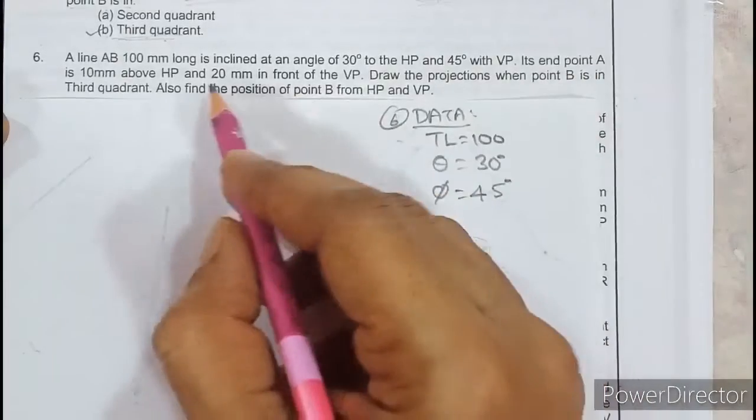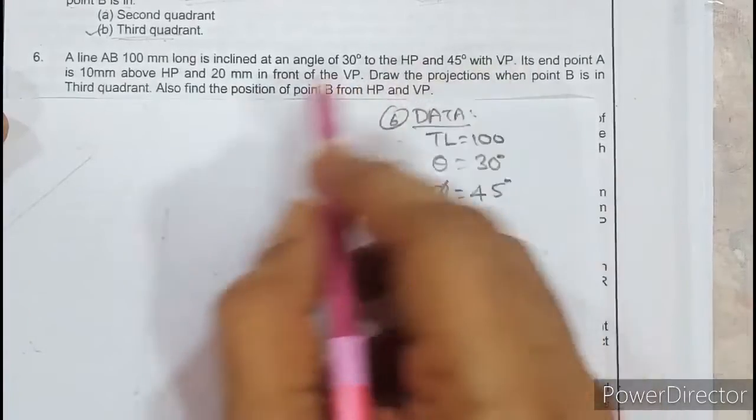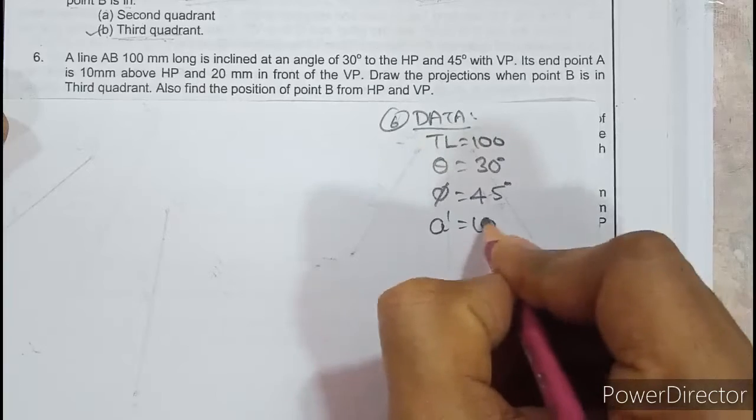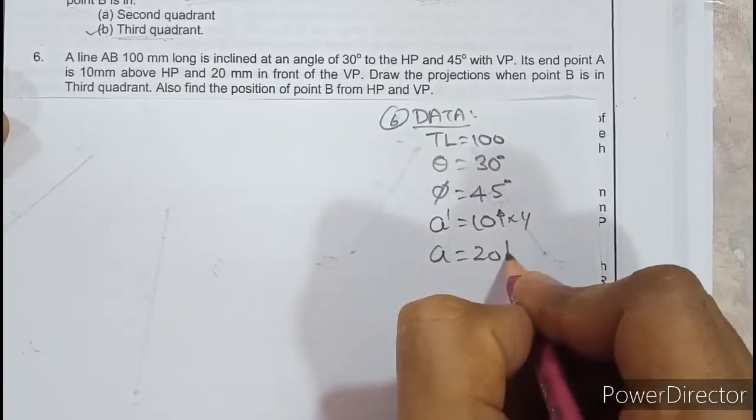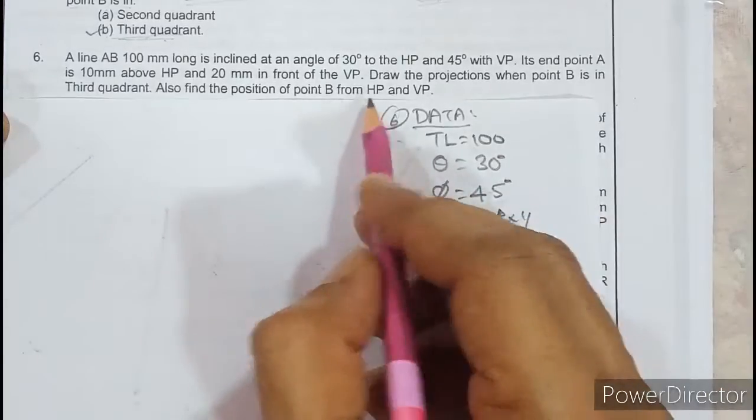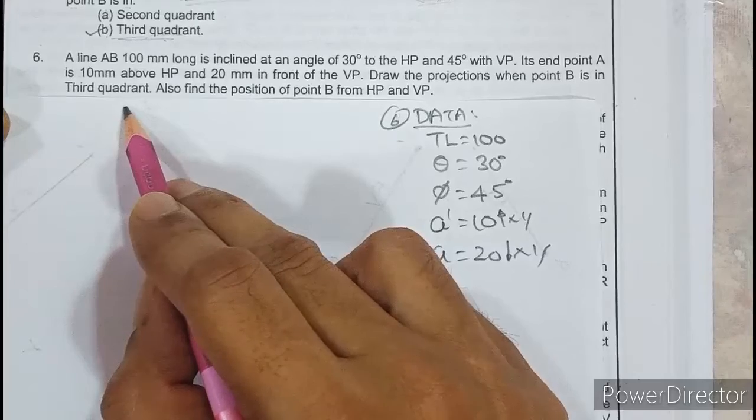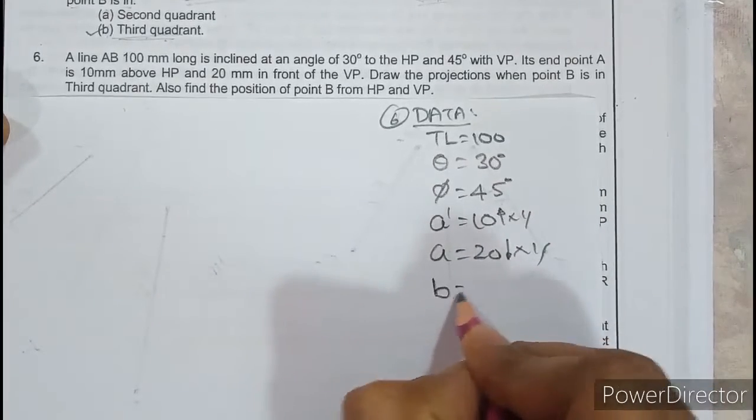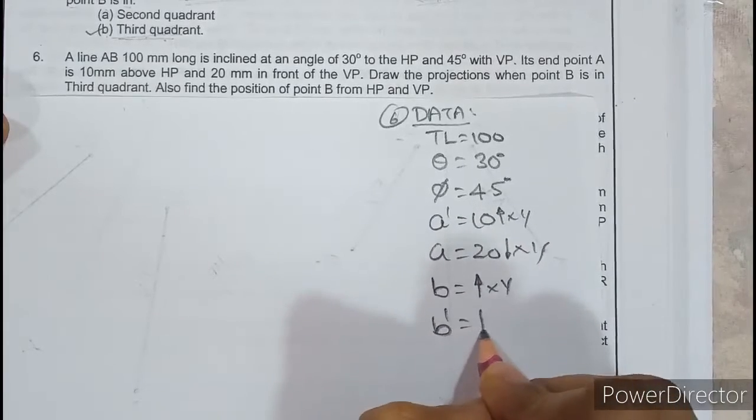Its endpoint is 10 above HP and 20 in front of VP. So standard data, the point is 10 above and 20 in front. It is the first quadrant, so A dash is 10 above XY and A is 20 below XY. So 5 data are done. If we proceed further, draw the projections when point B is in the third quadrant. Whenever a point is in the third quadrant, what you should write here is that B is above XY. So the top view is above XY, we know that, and the front view will be below XY.